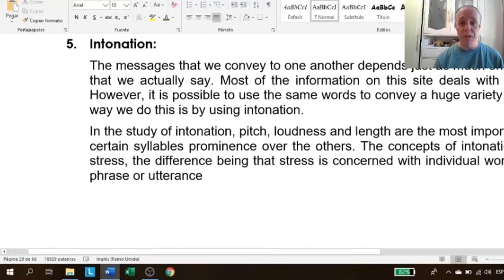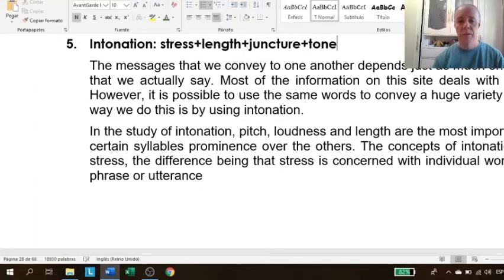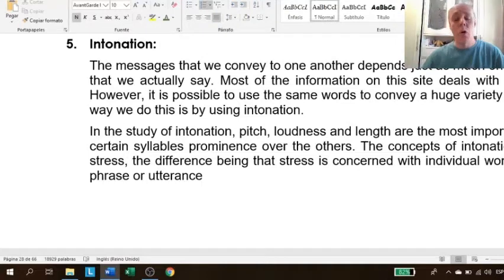Let me finish with the 5th suprasegmental feature, which is intonation. Intonation is just the addition of stress plus length plus juncture plus tone. That's intonation. That makes up the intonation of a language. All languages are musical, okay? Some languages sing more than others.